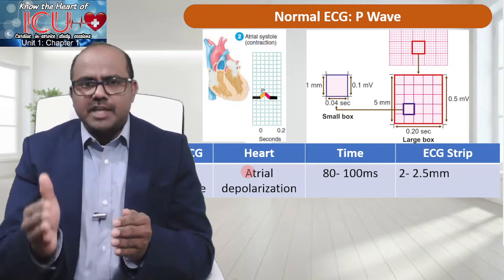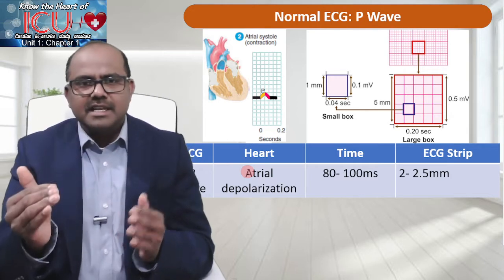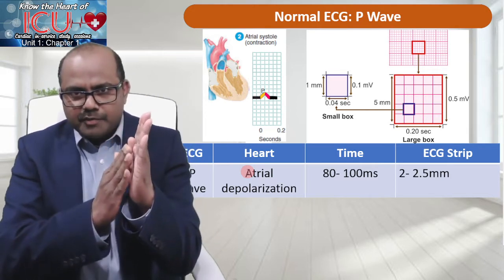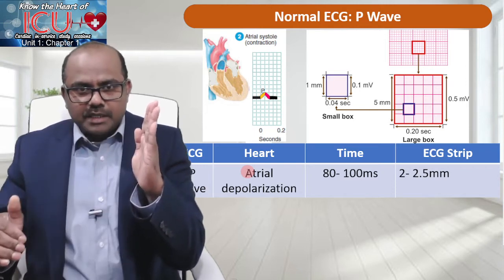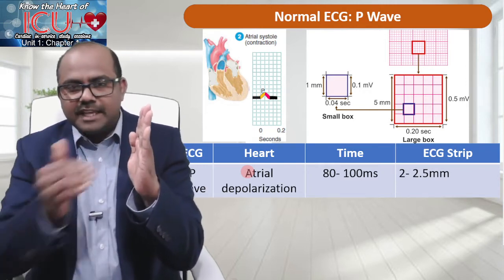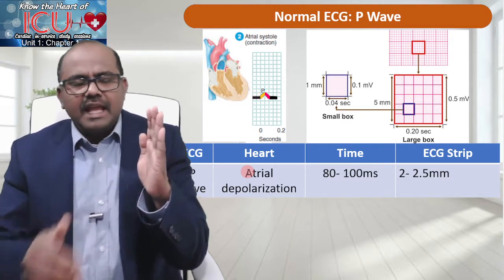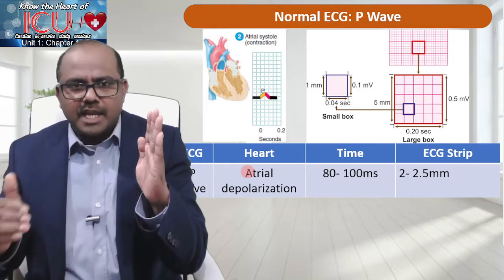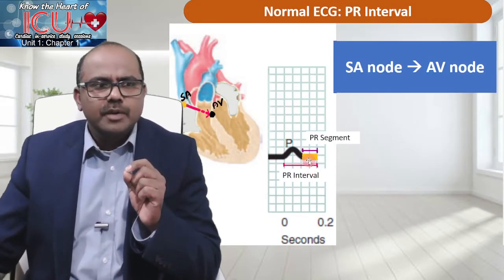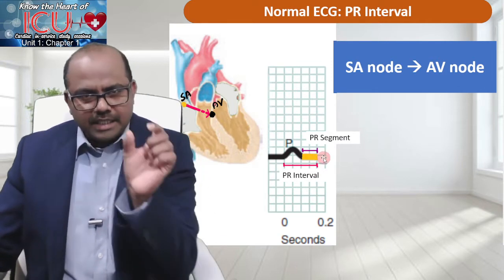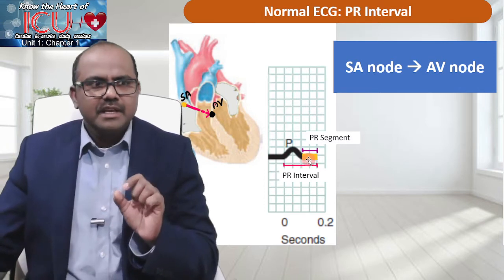So within approximately 80 to 100 milliseconds, the impulse that is produced from the SA node reaches the atria, but the internodal bundles, that is the road between the SA node and AV node, are slightly slower than the interatrial bundles, and it takes a little bit more time to reach the AV node. That time period is reflected as your PR segment. That's the little segment in between the P wave and QRS complex.